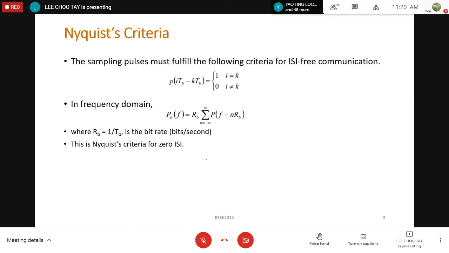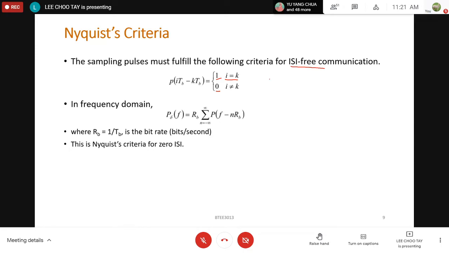This page shows you the Nyquist criteria for ISI-free communication. Nyquist says that the sampling pulses must have a magnitude of 1 at the instant of sampling, where i equals k. This is when we are going to perform the sampling. And the amplitude of the pulse must be 0 at any other time.